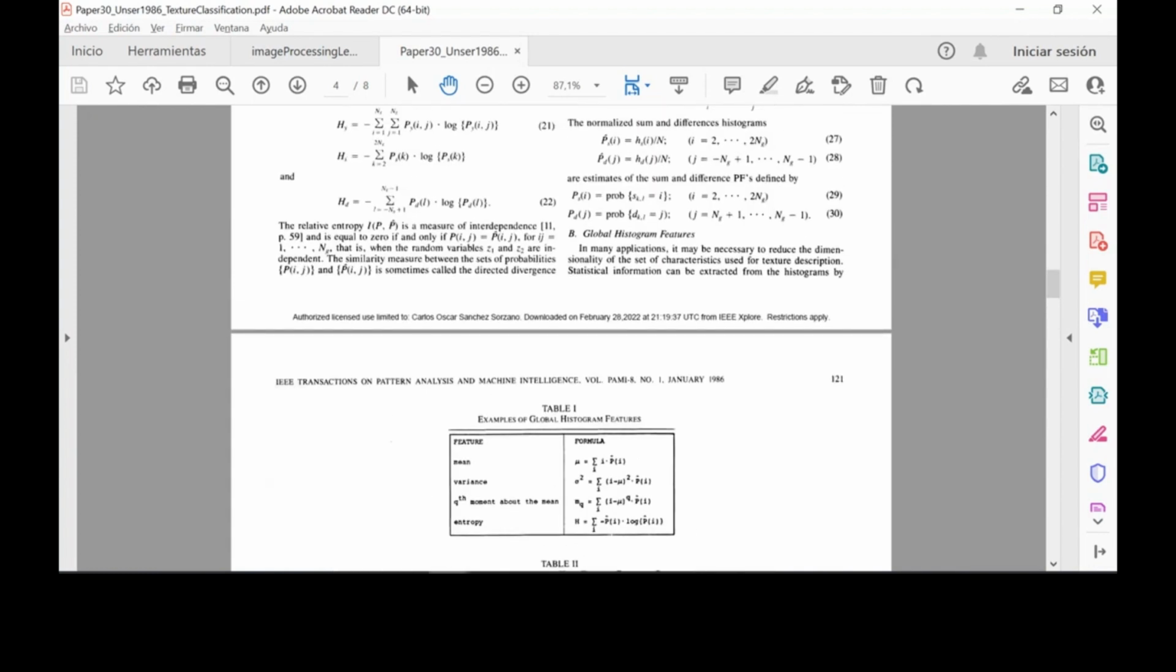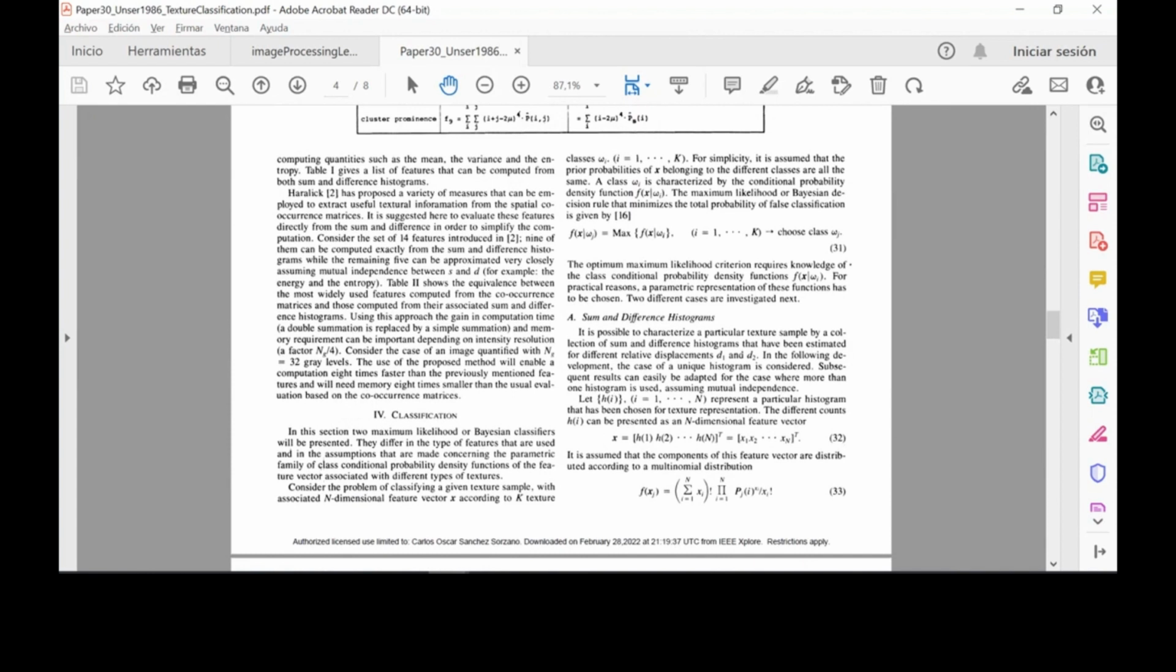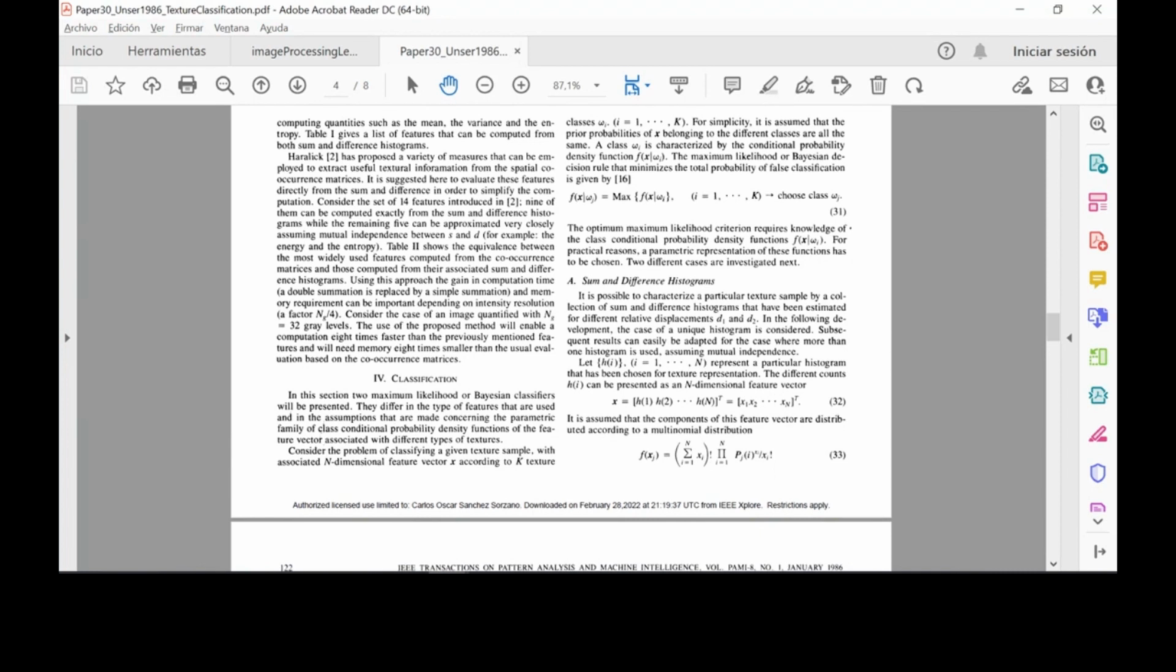So given a histogram, you can summarize it with global features. So global features are global numbers that describe somehow that histogram. But we haven't classified yet. Okay, so let's classify. The first classification will be done with the raw histogram, not with the summaries. And the second one will be done with the summaries.